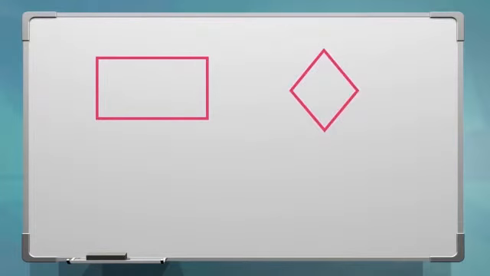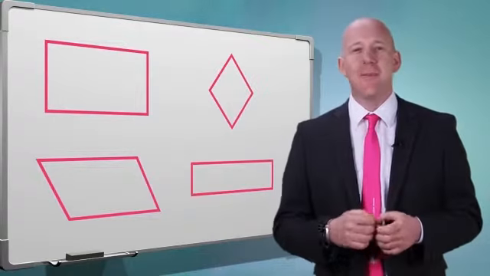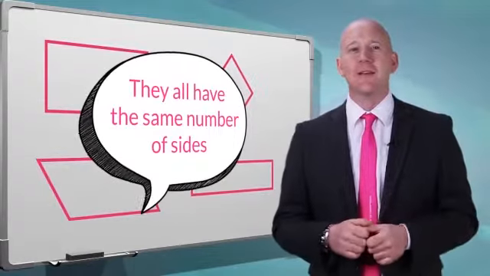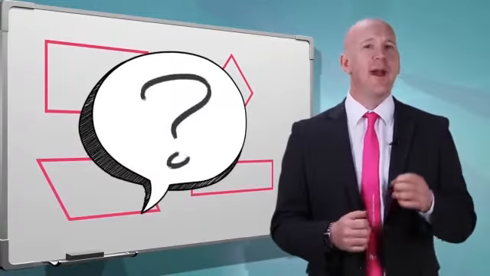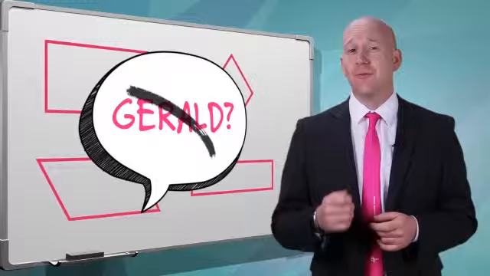Okay then, what about this shape, or this shape, or this shape, or this shape? What do you notice about these? Hopefully that they all have the same number of sides, and what do we call shapes that all have 4 sides? If you thought Gerald, then I'm afraid you are wrong.